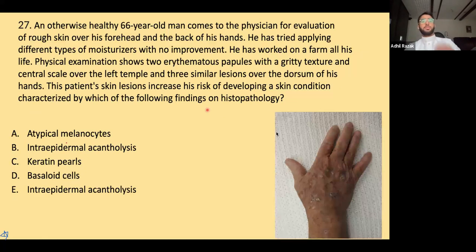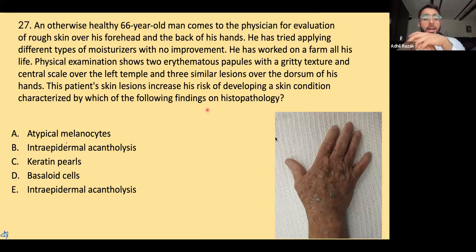All right, next question. We're almost at the end. So there's an otherwise healthy 66-year-old man who comes to the physician for evaluation of rough skin over his forehead and the back of his hands. He has tried applying different types of moisturizers with no improvement. He has worked on a farm all his life. So what does working on a farm all his life mean? That means more outdoor, more sun exposure.